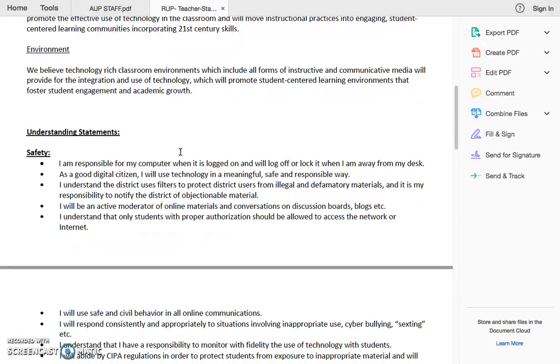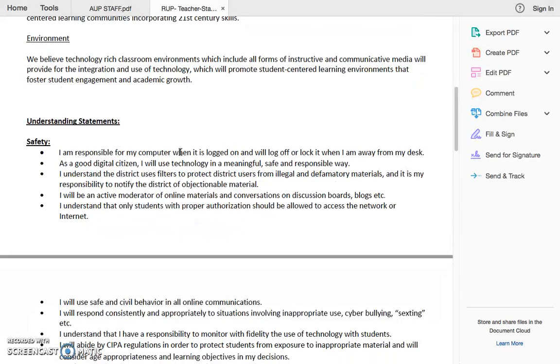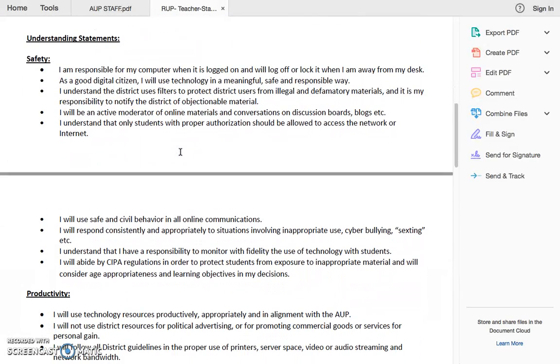The next section is environment, building technology-rich classroom environments that promote student-centered learning to engage them academically as well as preparing them for their futures. The next section is the understanding statements. These are the expectations of all staff in adherence with the district guidelines.